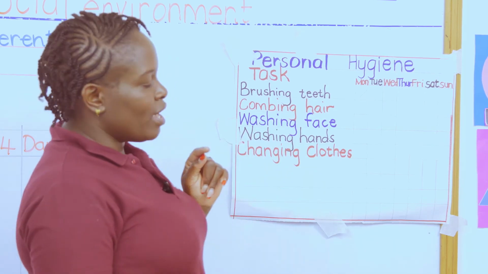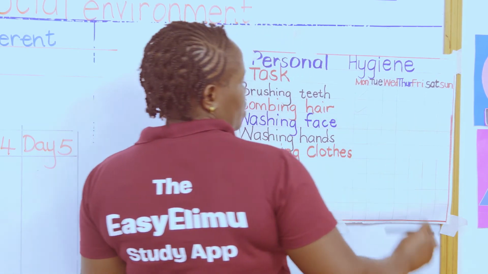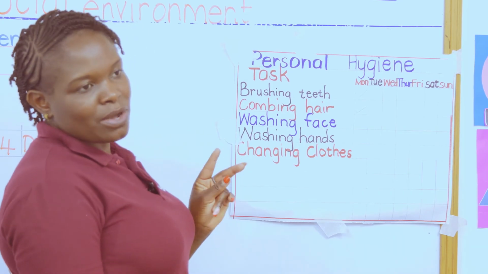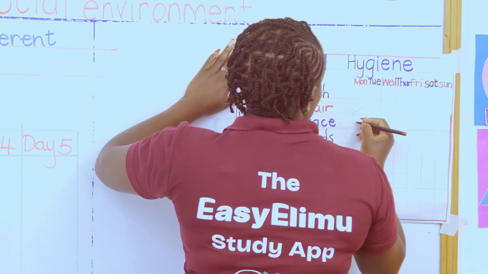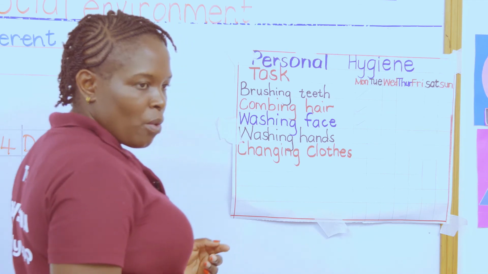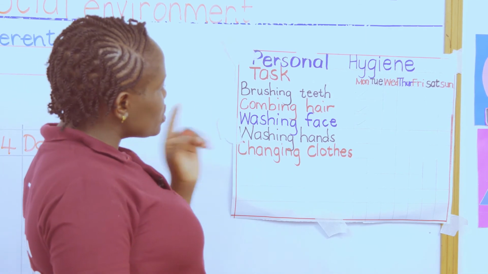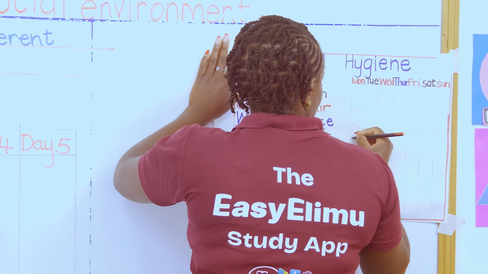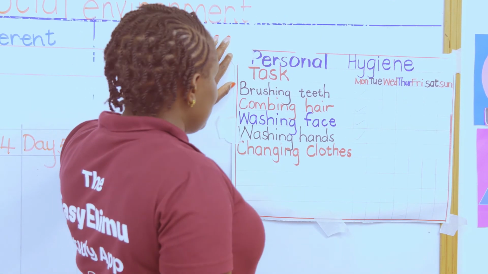Combing hair. Did you comb your hair? Of course, if you have short hair, you did the combing after washing. That is basically it. Washing face. Do you wash your face once in a week, twice, or every day? Again, indicate there, I washed my face in the morning. Then washing hands. Do you wash your hands like on Monday? Did you wash your hands? Tuesday, did you wash your hands? Wednesday? Now, you're going to tell me washing hands. I wash my hands on a daily basis.